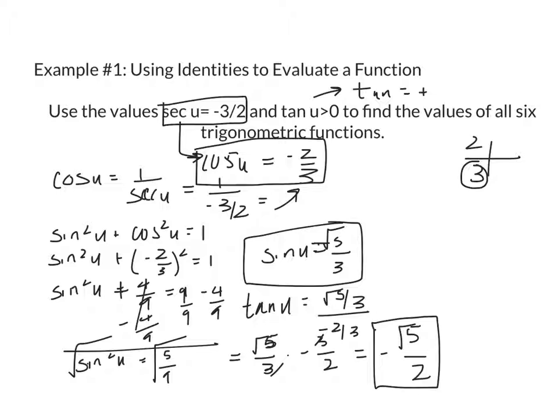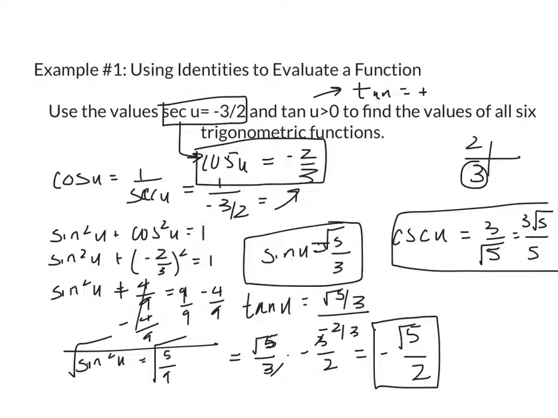All right, from there, cosecant. Remember, cosecant of u, CSC of u, is the reciprocal of sine. So that will give us 3 over the square root of 5. However, we can't leave a radical in the denominator, so if you multiply by square root of 5 over square root of 5, you'll get 3 square root of 5 over 5 as cosecant.